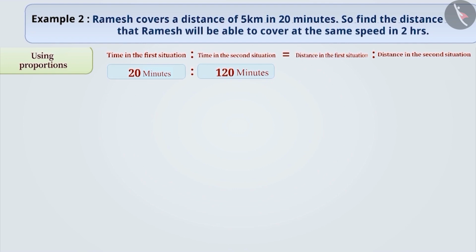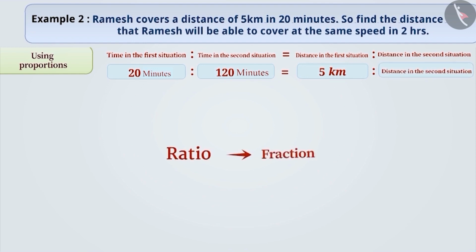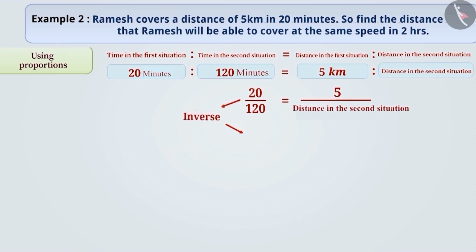Similarly, the distance being covered in the first situation is 5 kilometers and we have to find the other distance. The ratio, when expressed as a fraction, would be 20 by 120 and 5 kilometers by the distance covered in second situation. To solve this, take the inverse of the fraction on both sides by swapping the numerator and the denominator with each other. 120 by 20 is equal to distance of the second situation by 5.